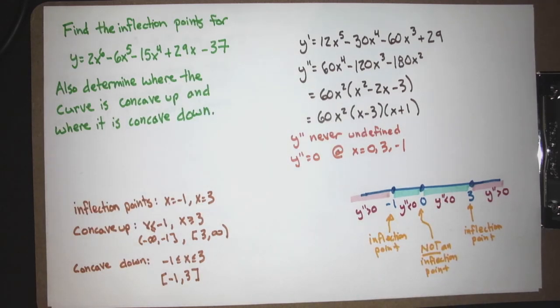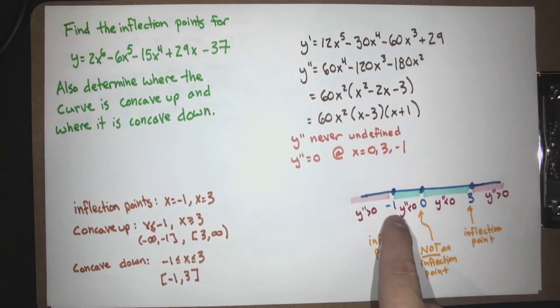Inflection points are changes in concavity. Because you don't change, it's not an inflection point. So your inflection points are -1 and +3. We're concave up below -1 and after 3, and then we're concave down in the middle. We can actually merge these together. Okay. Good.